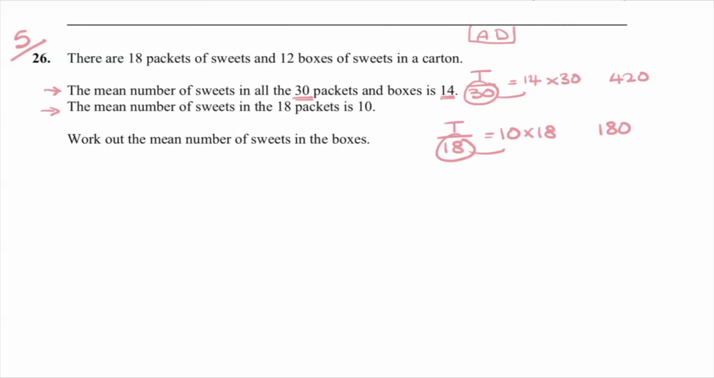Having these two totals is going to help me with getting the mean for the sweets in the boxes. Because again, I'm going to need the total of the sweets to divide by how many there are. Well, I do know that number. It's 12. That's in the first line. That's going to equal the mean, which is what they want me to find. So this bit here needs to be found using what we've got so far.